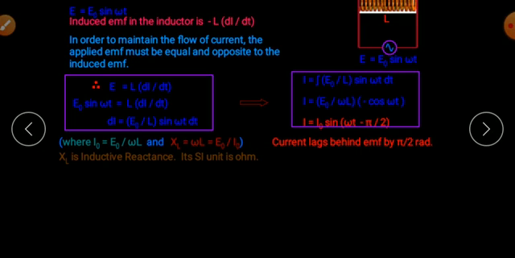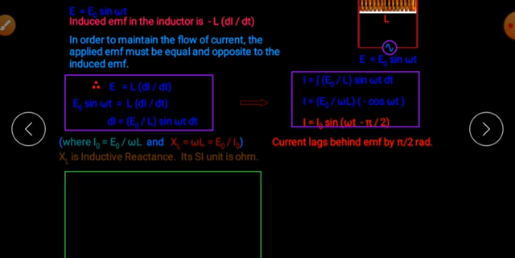Now comparing these two equations, the first equation E equal to E naught sin omega t, and the second equation I equal to I naught sin omega t minus pi by 2, we see that in a pure inductor, the current lags behind the EMF by a phase angle of pi by 2, or 90 degree. Or we can say the EMF leads the current by a phase angle of pi by 2, or 90 degree. This means that when the EMF is maximum, the current is 0.